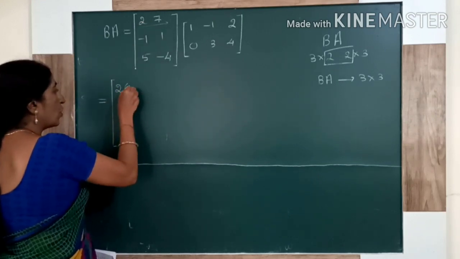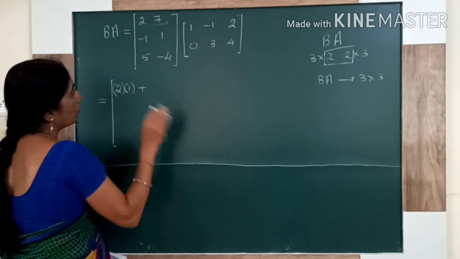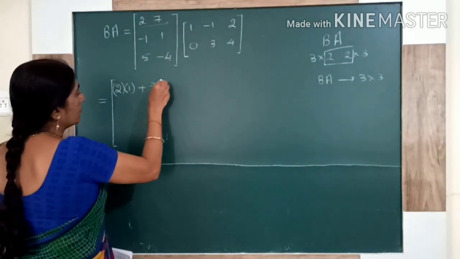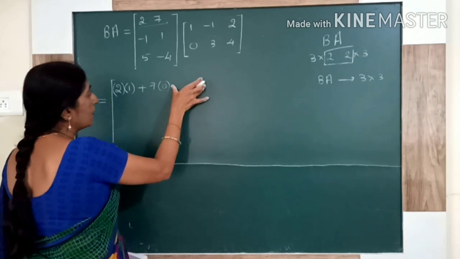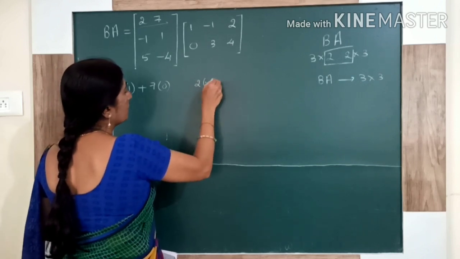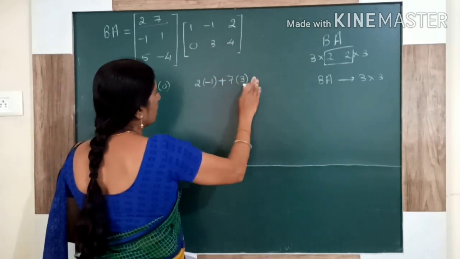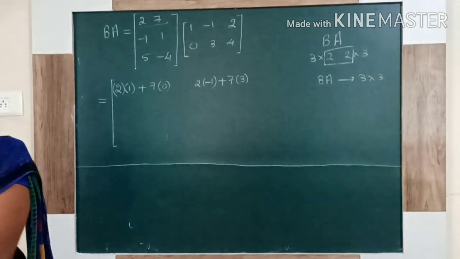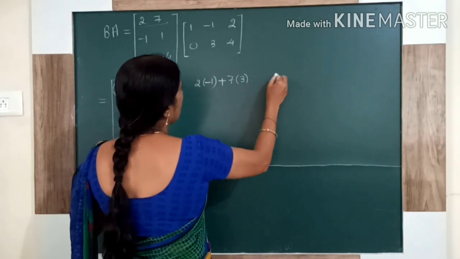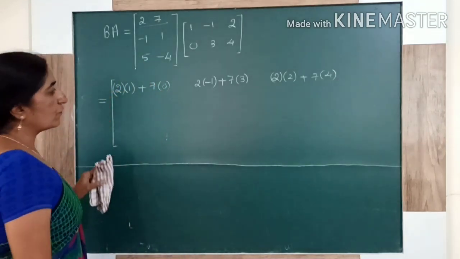First row with first column, the corresponding elements. 2 into 1. Middle plus. As I told you, after every multiplication, middle plus. Second element into second element. Then leave some place here. After that, first row with second column. Then plus second element into second element. Again, leave some place in the middle. After that, first row with third column, corresponding elements. 2 into 2, 7 into 4. Yes. Is it following?